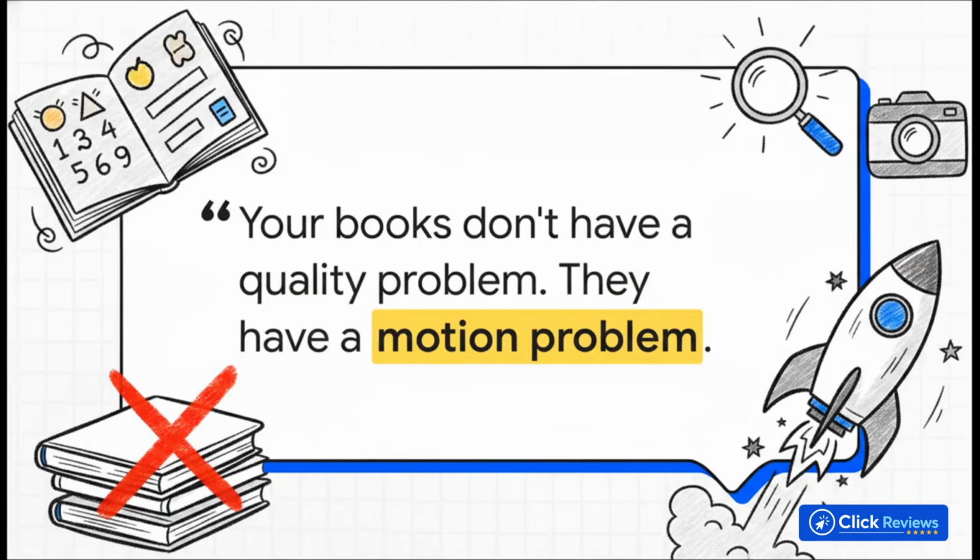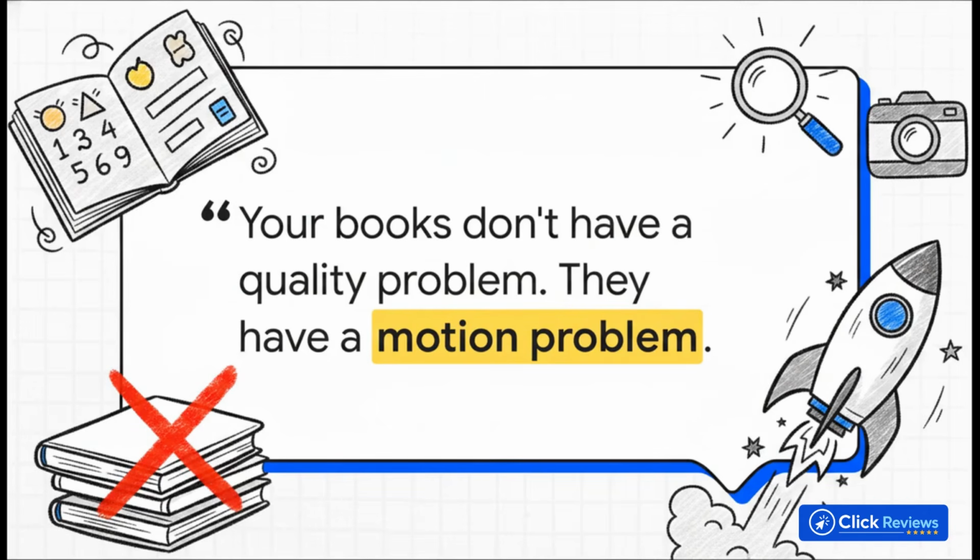Your books don't have a quality problem, they have a motion problem. Man, if you publish low-content books on Amazon KDP, coloring, activity, or puzzle books, you absolutely know that quiet frustration. You do all the hard work to design, assemble, and publish a book, and then crickets. It just sits there in the digital graveyard, completely unseen. No views, no sales, not even a single review to prove a human being ever laid eyes on it.